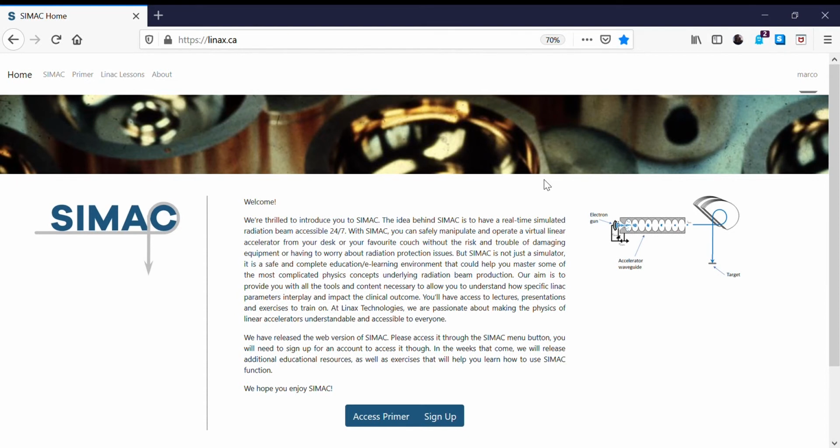So we're going to now correct this by adjusting the bending magnet in order to match the energy coming from the accelerator and going towards the target. So we'll pick up again where we left off. So we go back to our SIMAC screen.